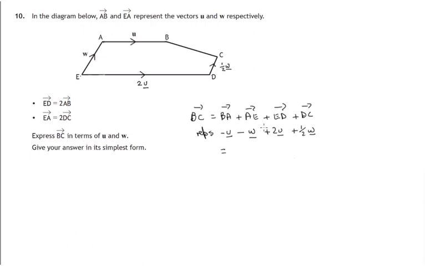Now that can be simplified. Negative U plus 2U is just 1U. Negative W plus a half W would be negative a half W. So that's similar to negative 1 plus a half. Negative 1 plus a half will be giving you negative a half. So U minus a half W, that's the answer for what BC represents in terms of the vectors U and W.